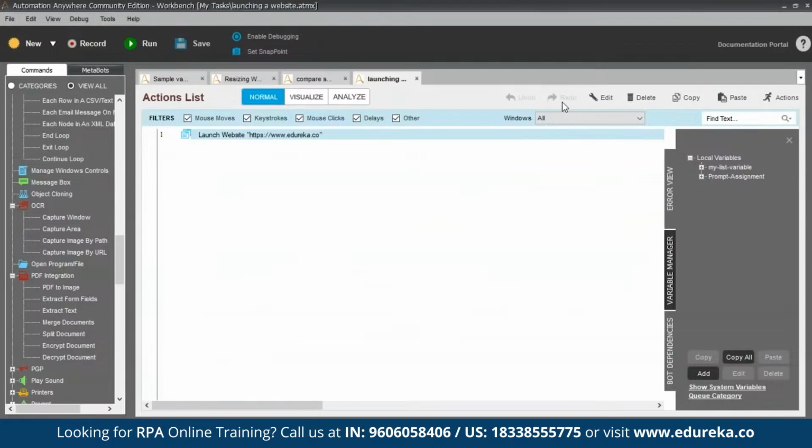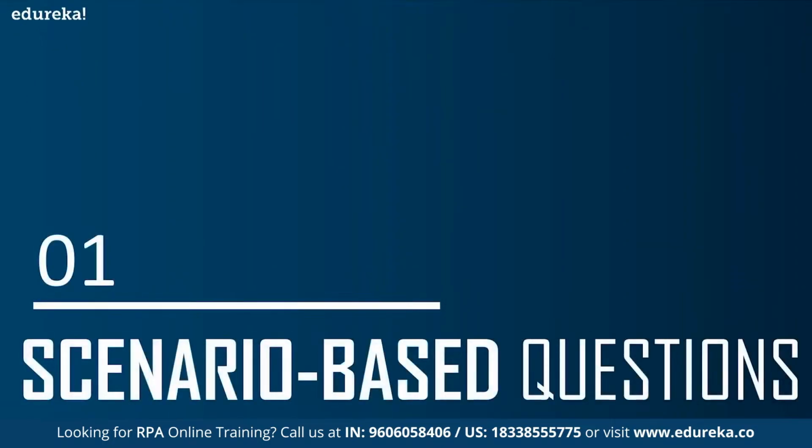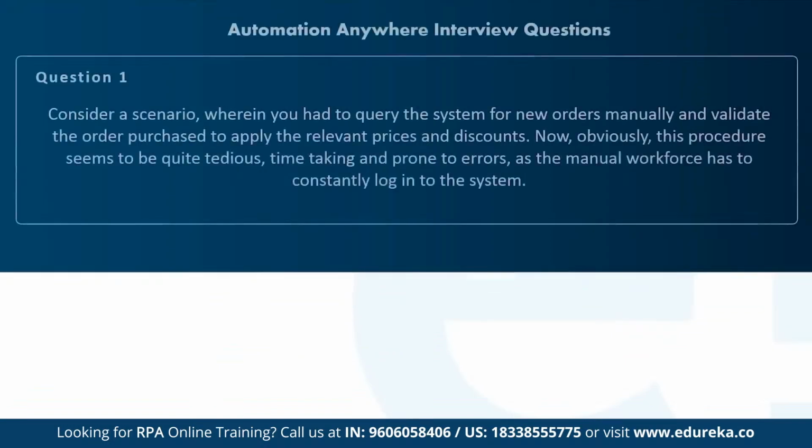So guys, with this we come to an end of our tool based questions. I hope you have understood all the questions and I hope it was clear to you guys till now. Now next in this session, we'll move forward with our scenario based questions. The scenario based questions will basically consist of different scenarios where you can use Automation Anywhere and how you can automate different tasks. Alright, so let's start with the first question.